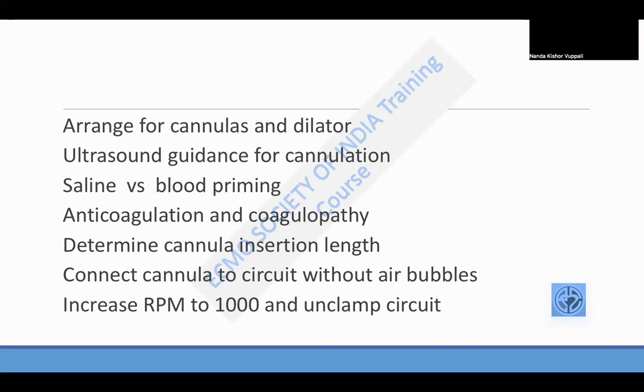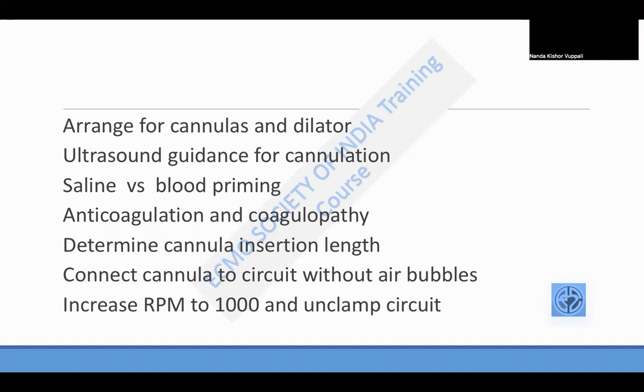And once you arrange the cannulas and dilators and open the circuit, usually what we do is saline priming. So you run the saline through the circuit before connecting it to the patient. But sometimes you do blood priming, especially if the patient is anemic, with pre-existing anemia. Or in the case of children, where the priming volume itself is equivalent to the child's blood volume and there is a risk of dilutional anemia. So we do blood priming in those situations.